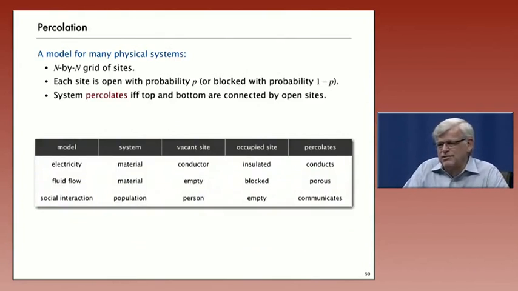So that's a model for many systems. For electricity, you could think of a vacant site as being a conductor and a blocked site as being insulated. And so if there's a conductor from top to bottom, then the thing conducts electricity. Or you could think of it as water flowing through a porous substance of some kind, where a vacant site is just empty and a blocked site has some material, and either the water flows through from top to bottom or not. Or you could think of a social network where it's people connected, and either there's a connection between two people or not, and is there a way to get from one group of people to another, communicating through that social network. That's just a few examples of the percolation model.